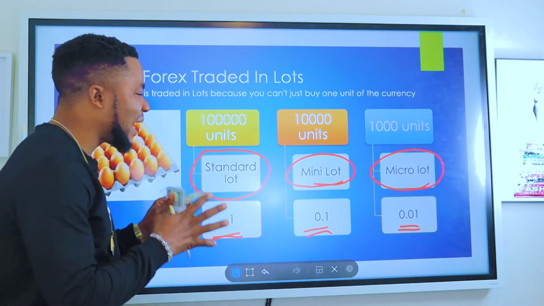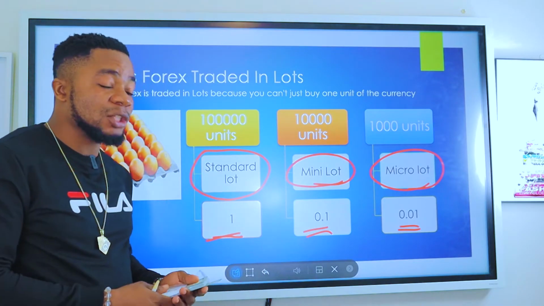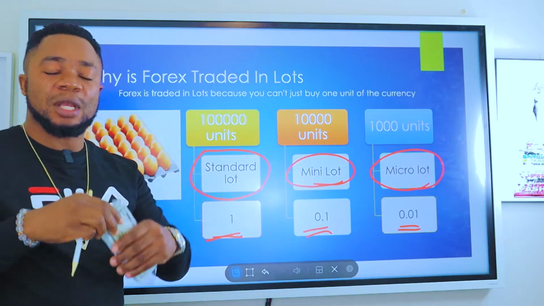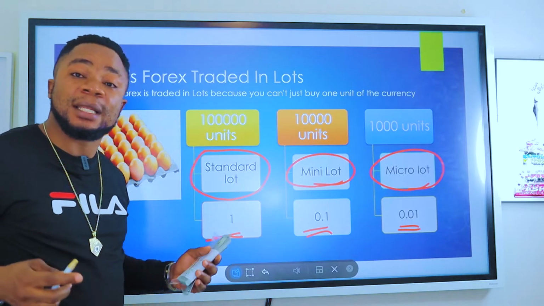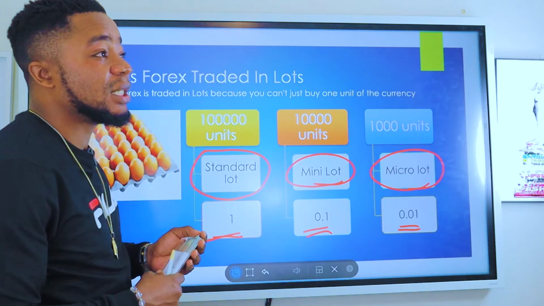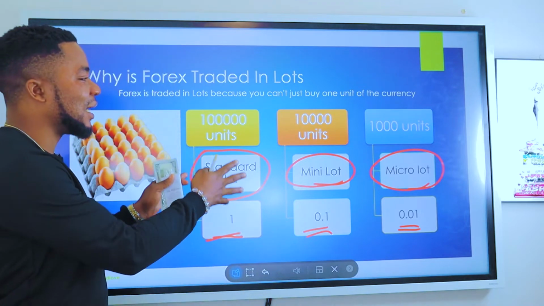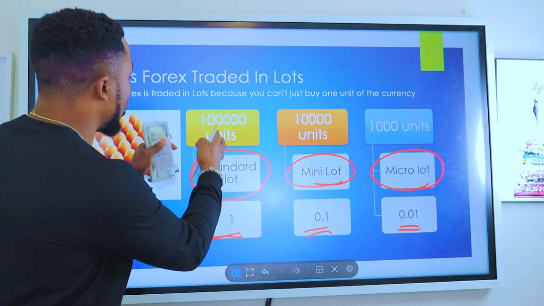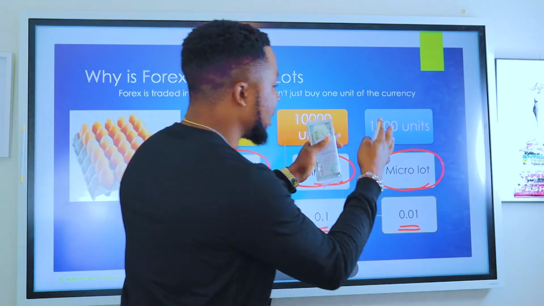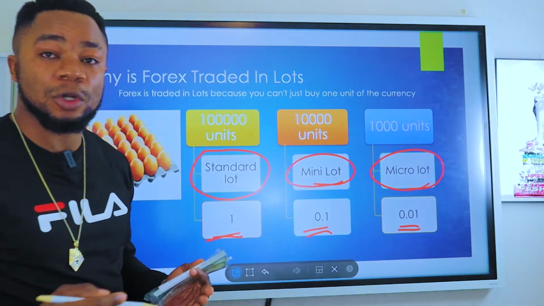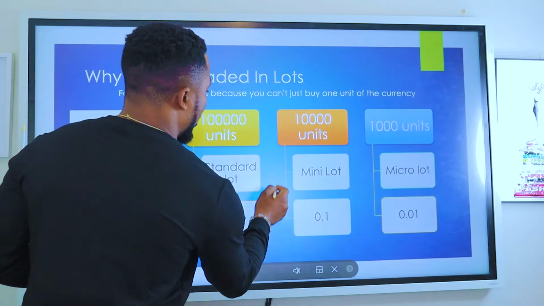So that is why Forex is traded in lots, because you can't just open your chart and buy $1, just one unit of that base currency. Forex is traded globally, and since it is an industry that has almost 6 trillion in transactions per day, it is traded in terms of lots. You have a lot of 100,000 units, 10,000 units, which is the mini lot, and 1,000 units, which is the micro lot. So that is the reason why Forex is traded in lots.